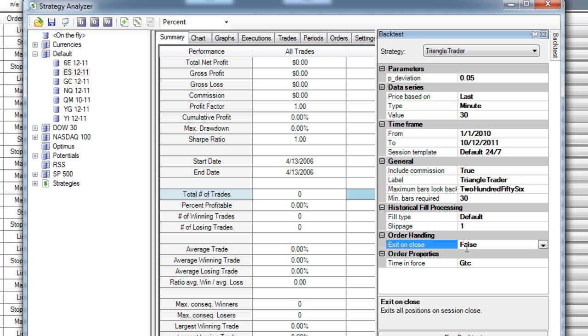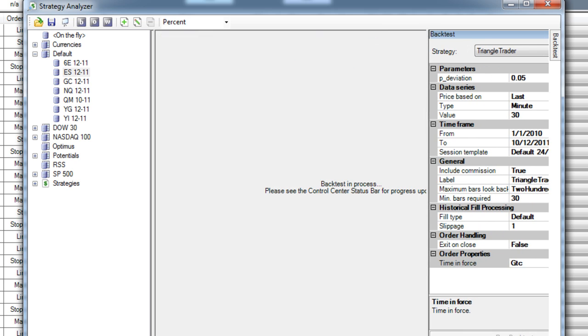Exit on close, if I wanted to exit out and only trade during the day, so if I stayed in a position and nothing else in my strategy wanted to get me out, then I would exit on the close. In this case, I want to run all the time. I want my strategy to choose when I get out. And then time in force, we all know what that is. I'm just going to leave it on good till cancel. And I'm going to run the back test.